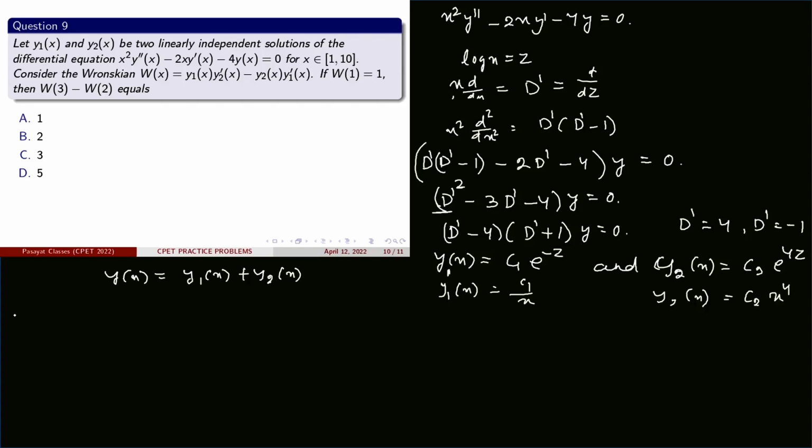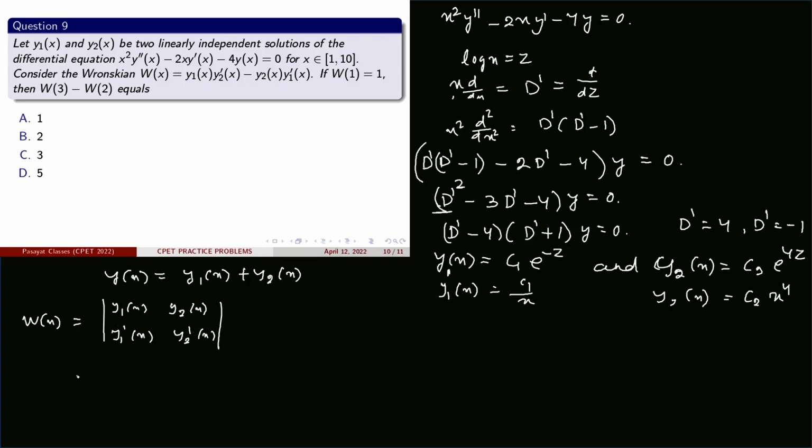Also given that the Wronskian W of x is the determinant of y1 of x, y2 of x, y1 dash of x and y2 dash of x, and here given that these are linearly independent, that means this Wronskian is not equal to 0.